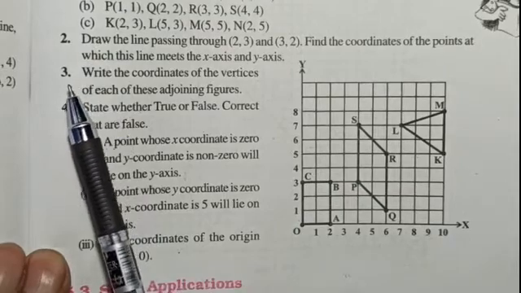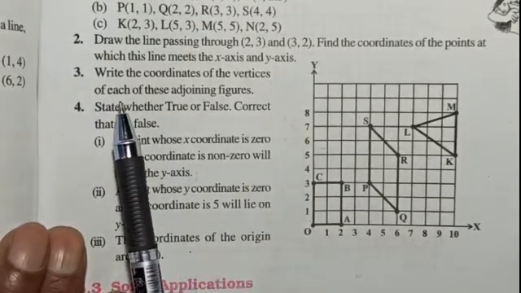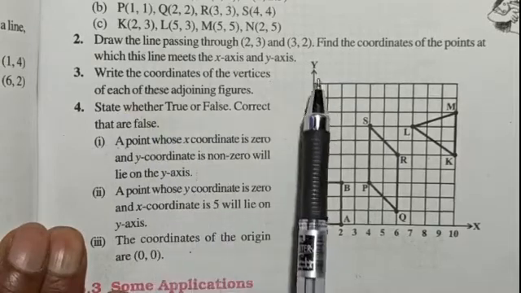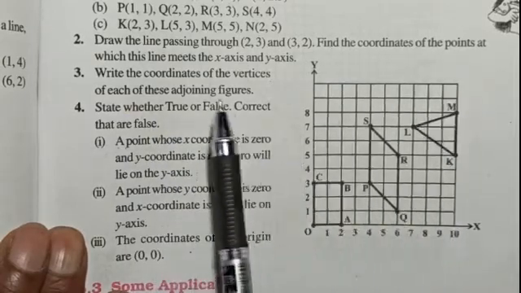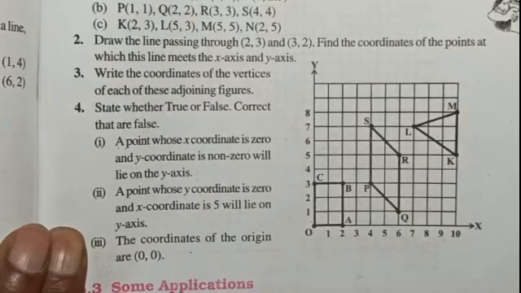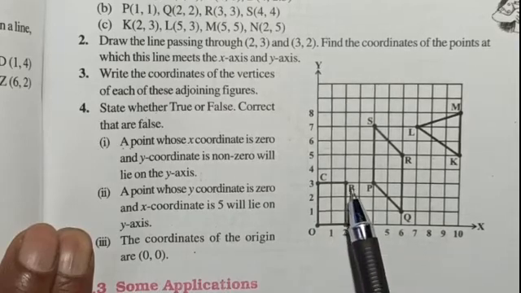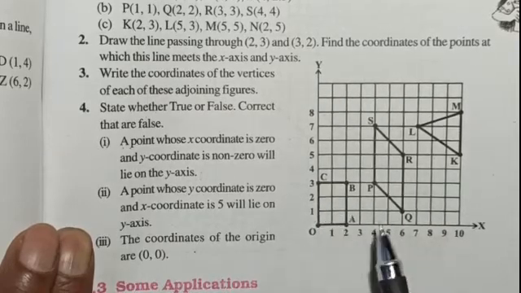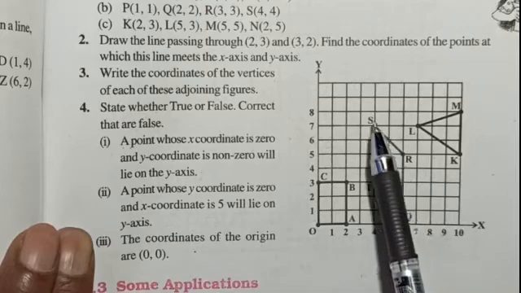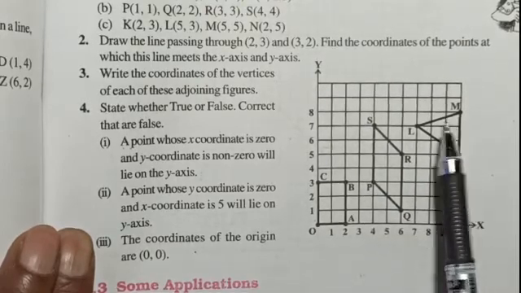Now let's try question number 3. Write the coordinates of the vertices of each of these adjoining figures. So in this figure, we have to write down the coordinates of O, A, B, C, and the coordinates of P, Q, R, S, and the coordinates of K, L, M. Okay, now let's try to count.